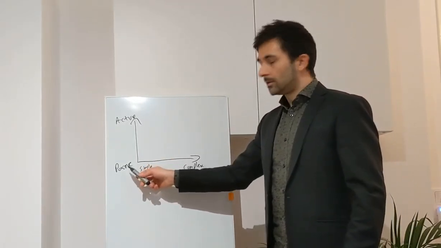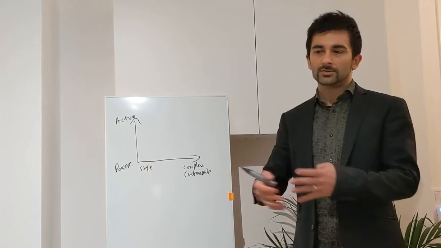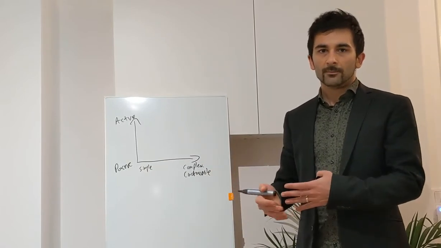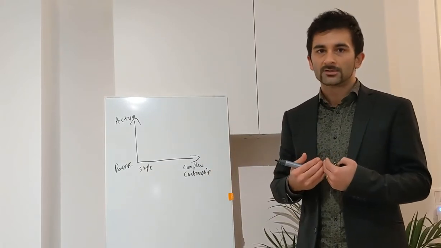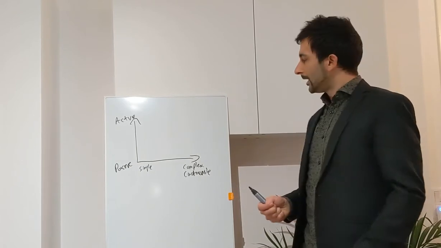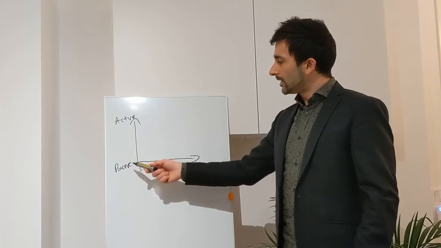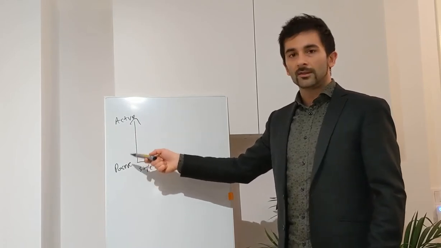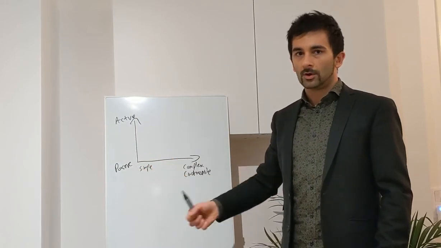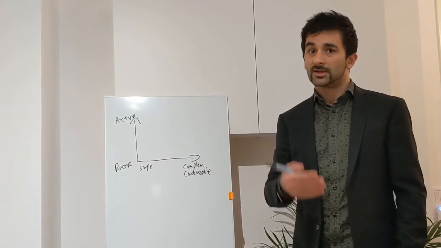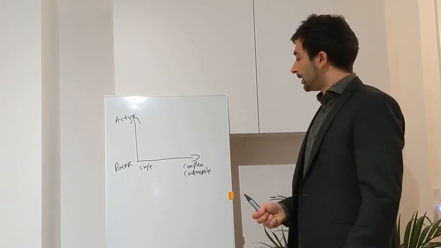Passive CRMs are just like a database. You store information in them, but they don't give you much back. It's basically a database. Whereas active CRMs, the more active we go, the more information they gather and the more they automate your tasks and your sales process and even your communication.